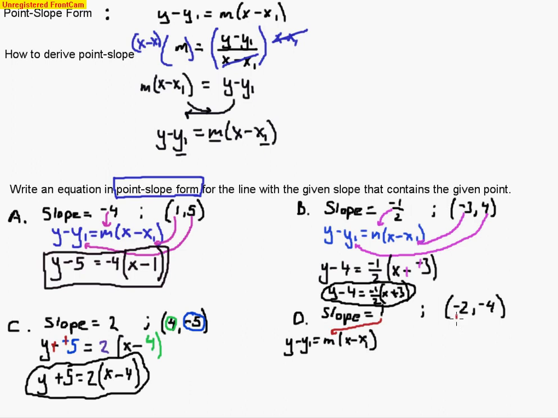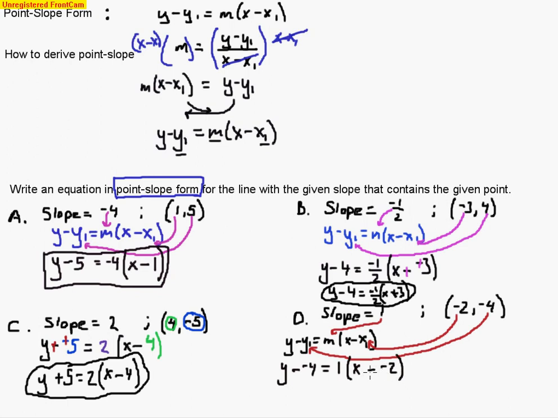Negative 2, what number's that? That's our x value. Put that in for x1. And what's this negative 4? It's our y value. That goes in for y1. So we do that substitution. Here's what we've got. We've got y minus negative 4 equals 1 times x minus negative 2.